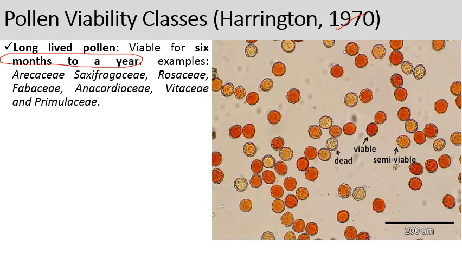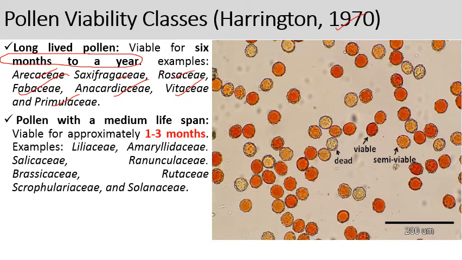We have examples like some families: Ericaceae, Saxifragaceae, Rosaceae, Fabaceae, Anacardiaceae, Whiteaceae, and Primulaceae. So the pollen grains of these families remain viable for a duration of 6 months to a year. Next, we have pollen with medium lifespan. These are viable for approximately 1 to 3 months.